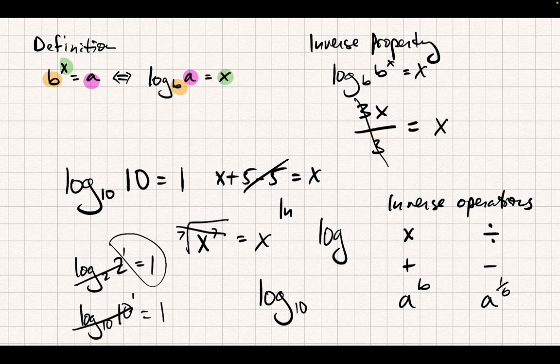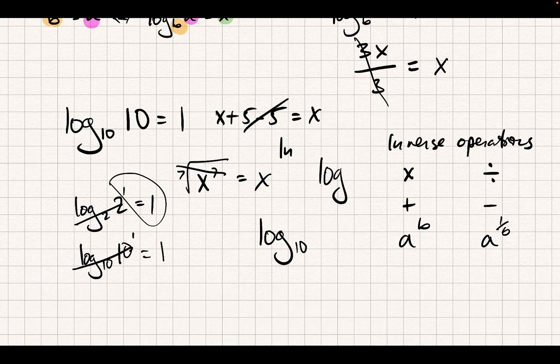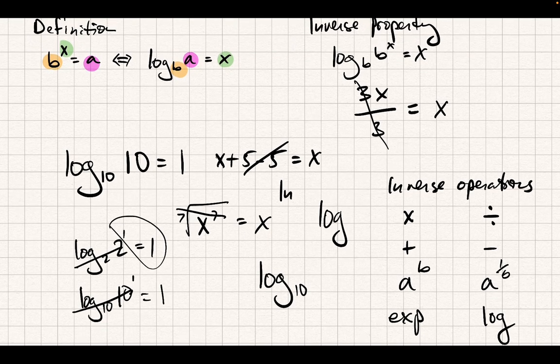Because log and exponentiation are inverse properties. So I should write this down too. Exponent and log are inverse properties. So if you're using an exponent and you want to get rid of the exponent, you would use log. Right.